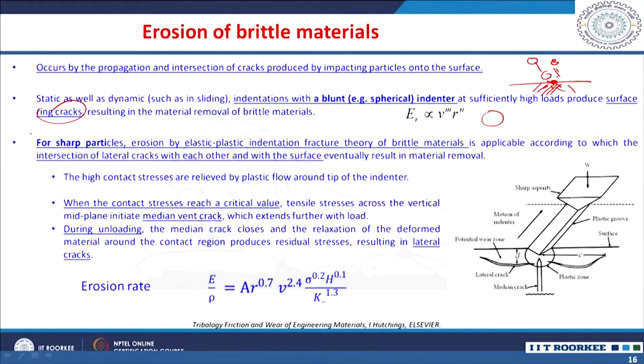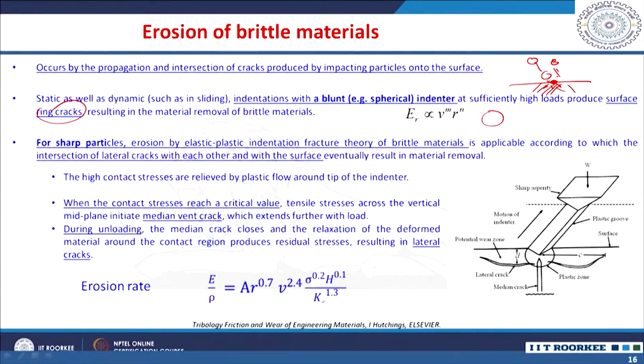In other classes we will also see that there are mainly two types of cracking developed in brittle materials. One is ring cracks or conical cracks, and the second is lateral fracture or radial median lateral fracture. Radial median lateral fractures are generally developed by sharp indenters, whereas surface ring cracks or conical cracks are developed by blunt indenters. So, we will have less concentration of loads.